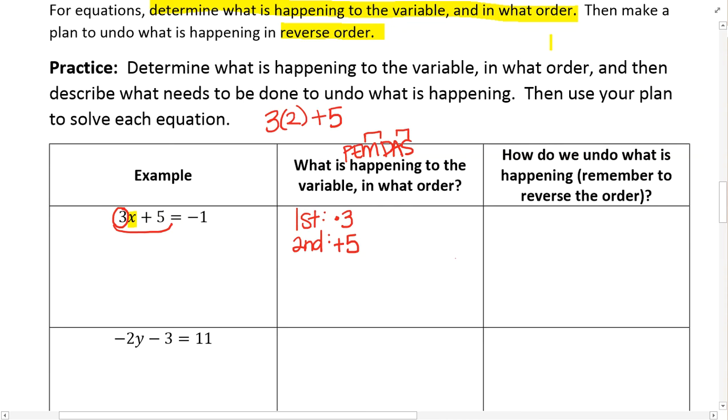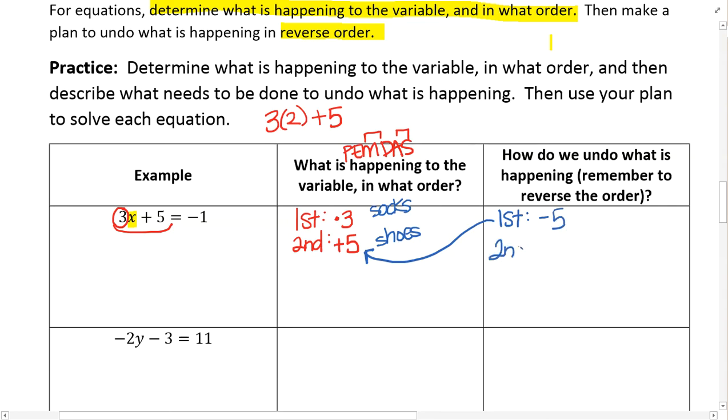Okay, so when we go ahead and solve it, we need to reverse the order and use opposite operations. So how do we undo what is happening? Well, to undo it, the first thing that we are going to do is the opposite of the second thing. So imagine that this is putting on your socks and this is putting on your shoes. So in the morning, that's the order that you put things on. But now we're taking things off. So we have to take off the shoes first. So the opposite, or the taking off of the shoes of adding 5, would be to subtract 5.